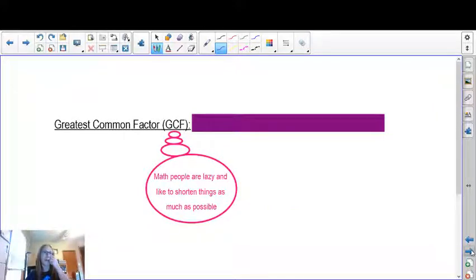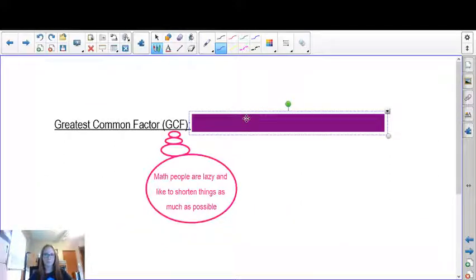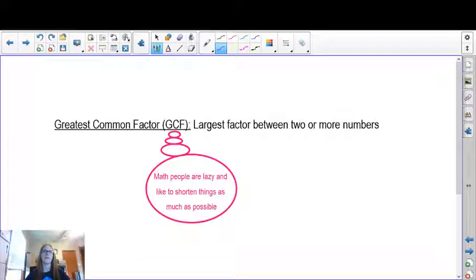Greatest common factor, also commonly referred to as a GCF. You see this handy note bubble down here that says math people are lazy and we like to shorten stuff as much as possible. So you will constantly see that phrase shortened as GCF. So what is the GCF? It's the largest factor between two or more numbers.